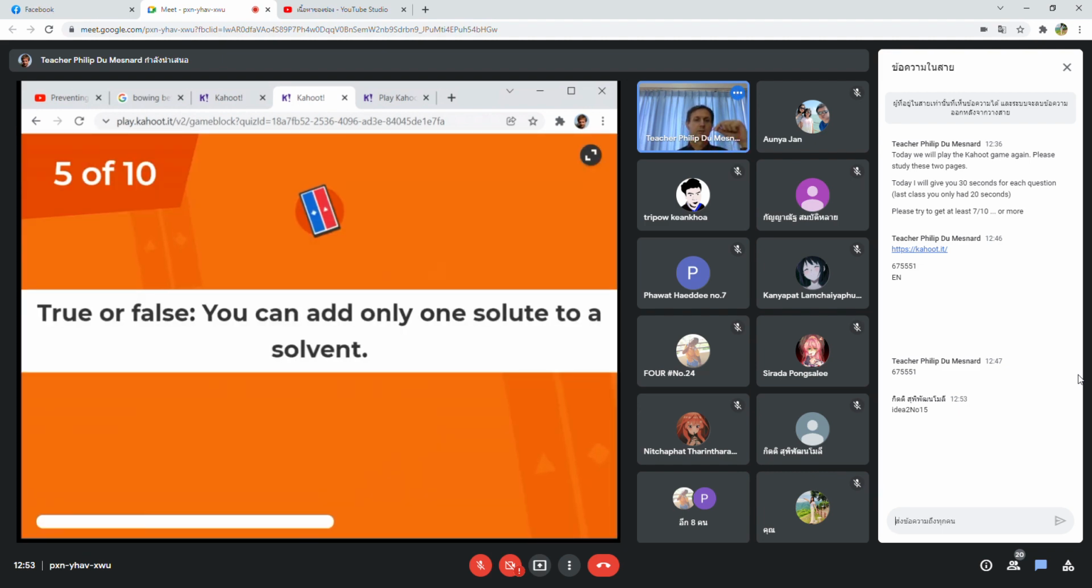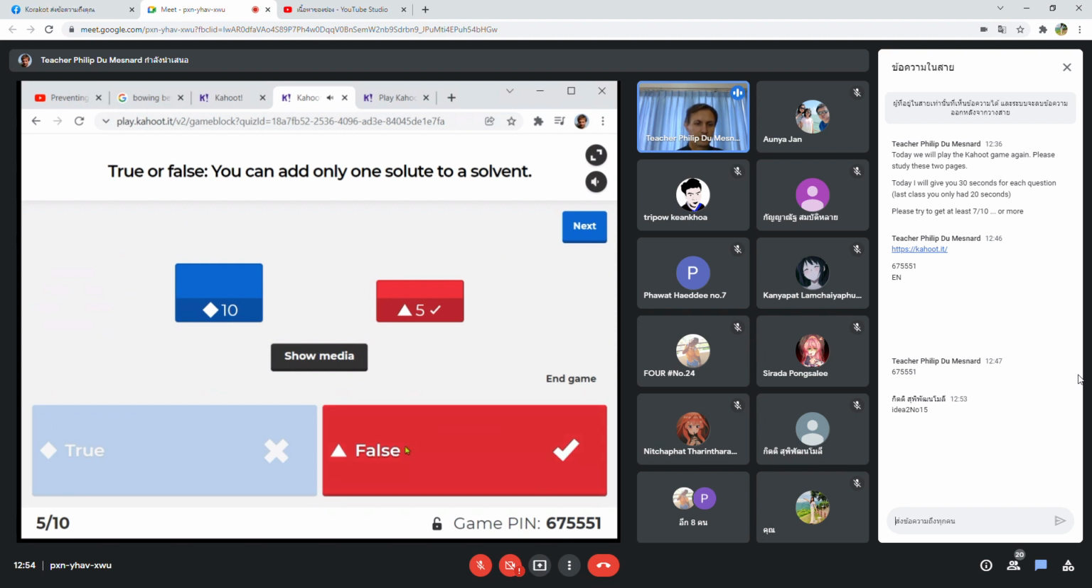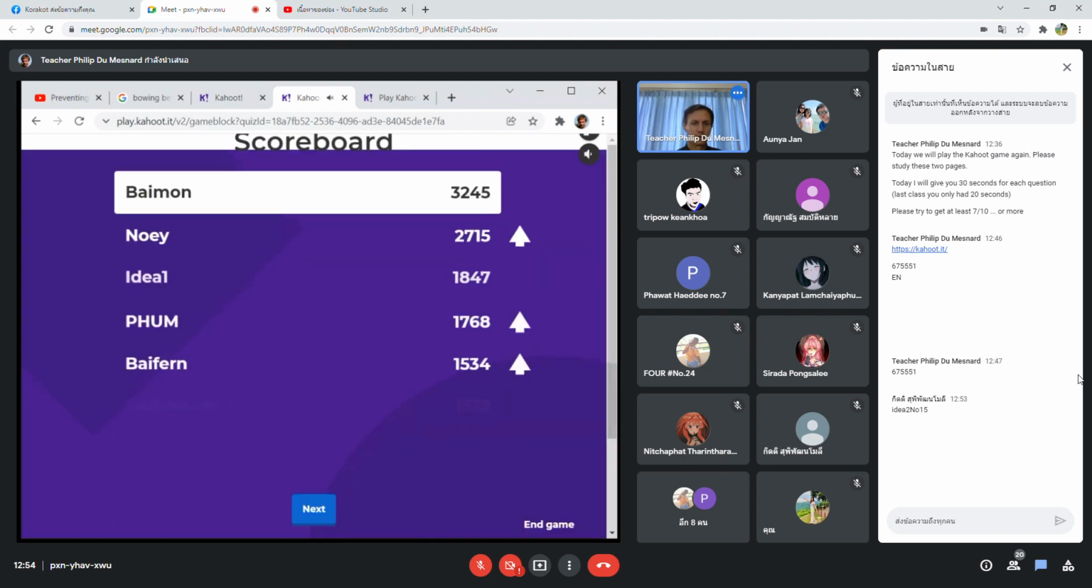True or false? You can add only one solute to the solvent. So the answer is false. Only 5 students have it right. You can add more than one. You can add 2, you can add 3, you can add 4. Paimon is still at the top, and then Noi goes to position number 2.